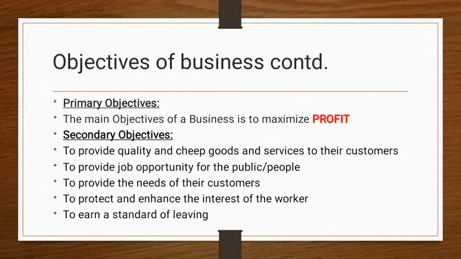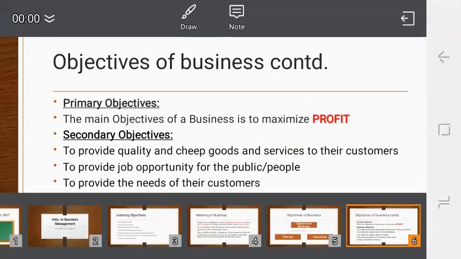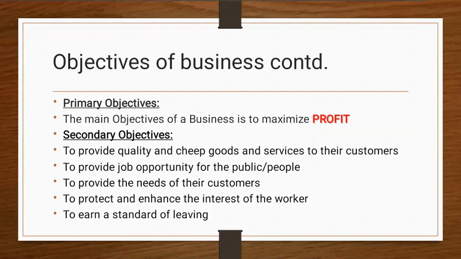So that is the main objective, the primary objective. You don't go into a business without having a sole aim. And what is that sole aim? Your aim is to make a profit. Some will say that it is not compulsory for you to make profit in the long run or the short run. But my brother and my sister, the main aim for everyone going into business is to make profit.